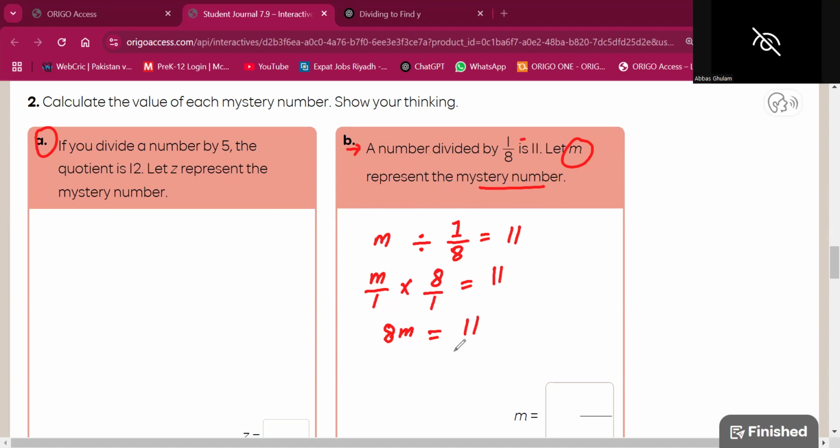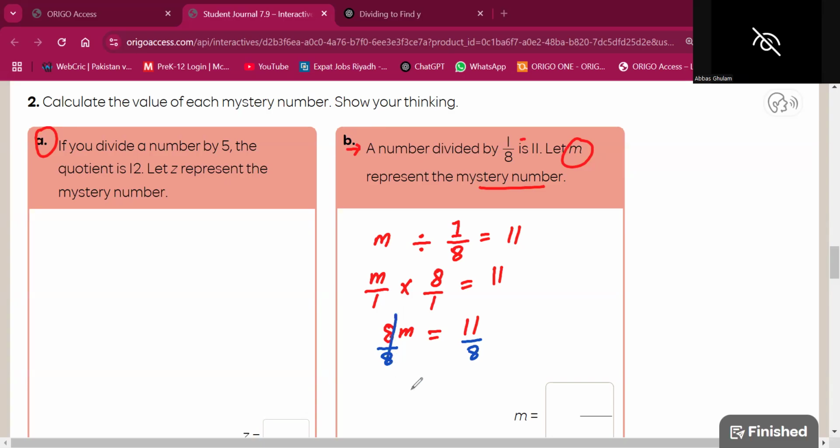That is equal to 11. Now we notice that there is no sign between 8 and m. If there is no sign, it means that it is multiplied. So the opposite of multiplied is what? Divide. I will divide by 8 and also divide the other side by 8.